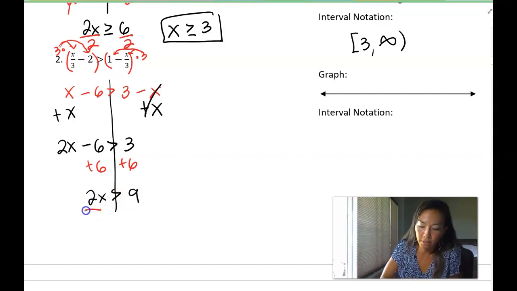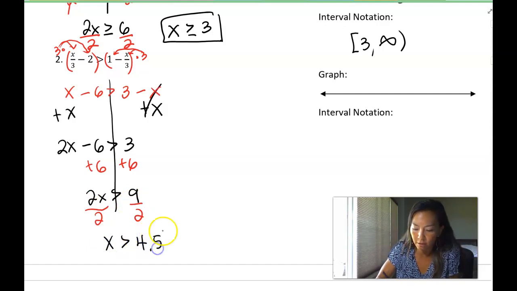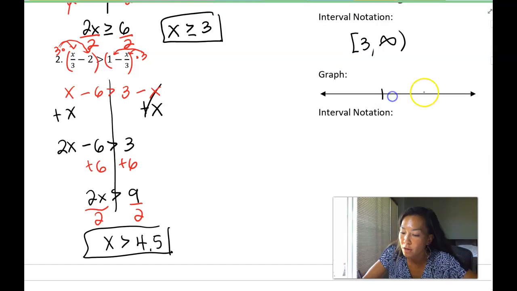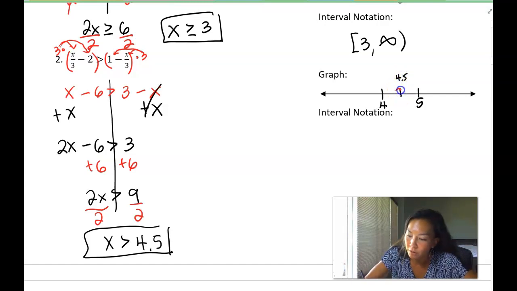Now, it's not super nice, but you can divide that and make it a decimal. I remember somebody asking, is it okay if I make everything decimals? I don't like it when they're more than 1 or 2 decimal places, but this is a nice 1 decimal place value. So when I graph it, I know it's between 4 and 5. I'm going to put a 4.5 right here and an open circle.